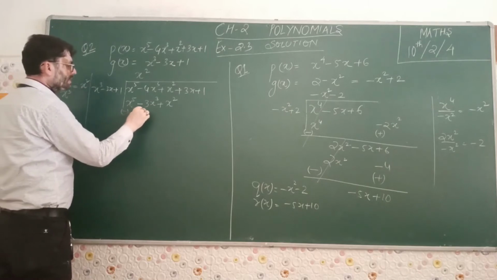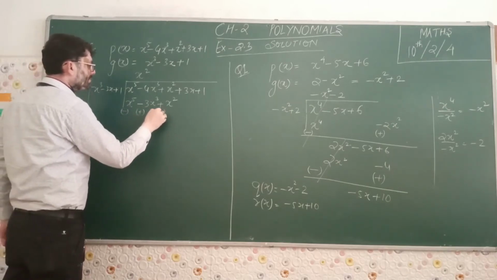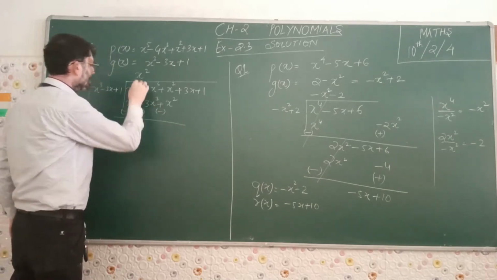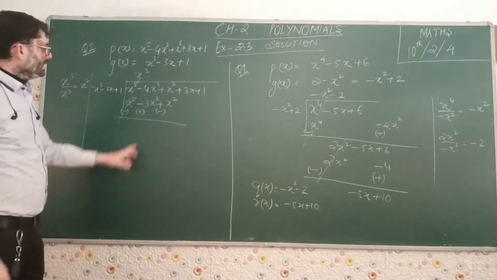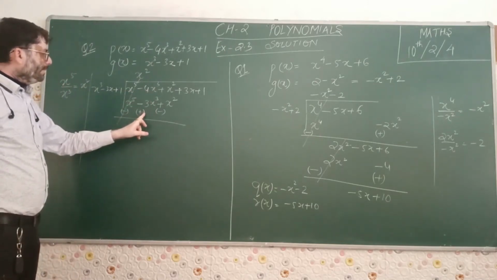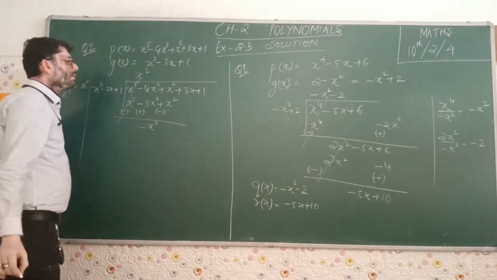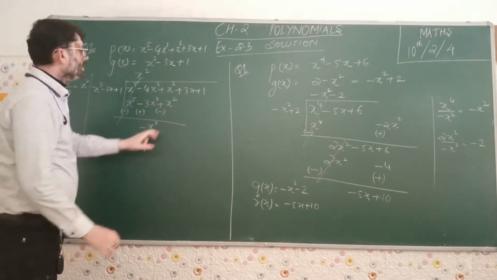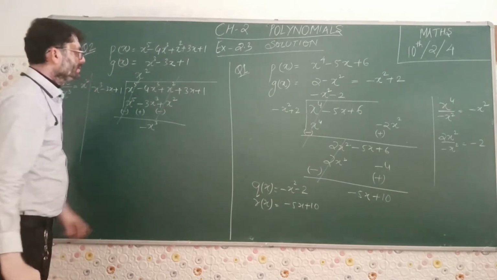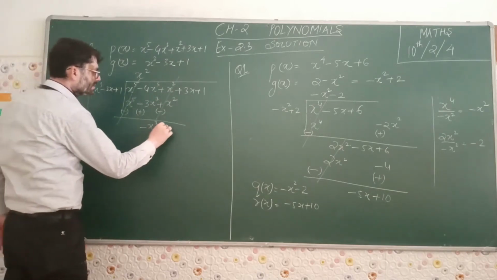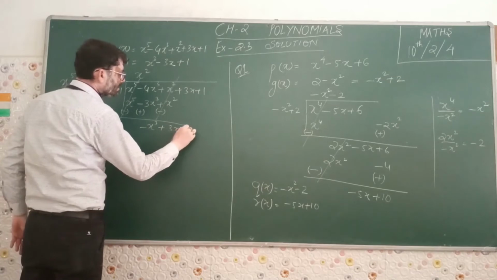Subtracting, we have to change the signs. Minus becomes plus and plus becomes minus, and this is cancelled. Then minus 4x cubed plus 3x cubed is minus x cubed. Plus x squared minus x squared again cancels. Plus 3x and plus 1.